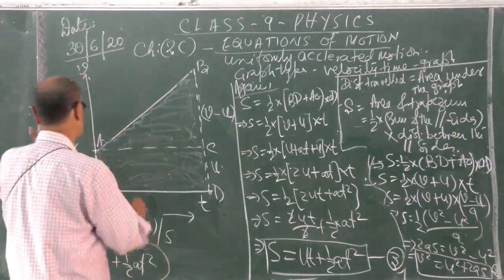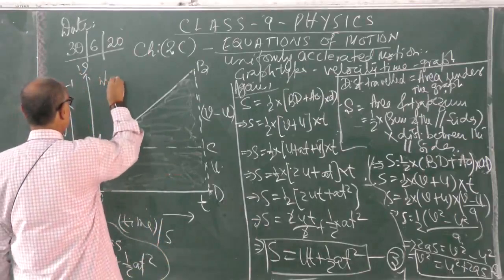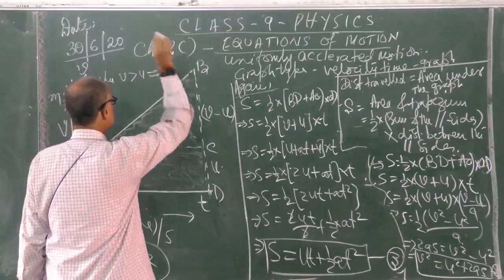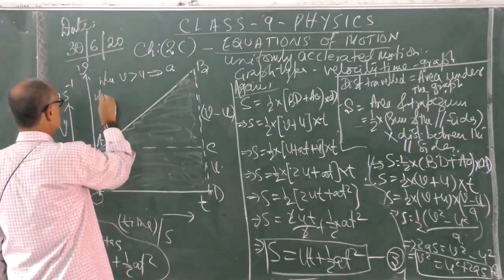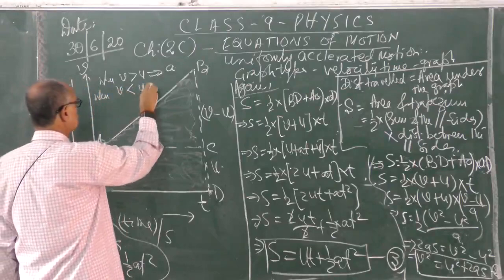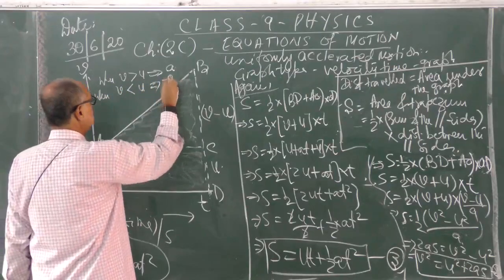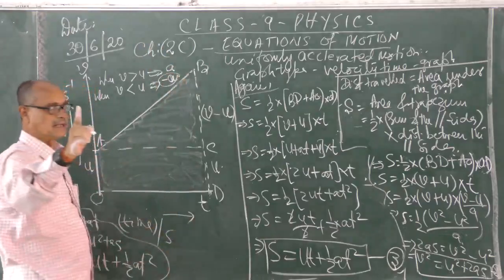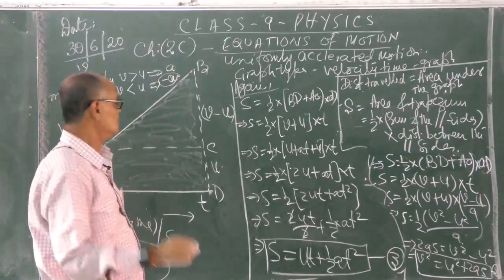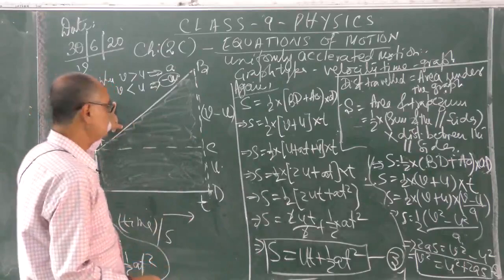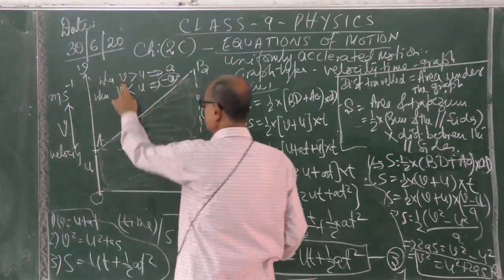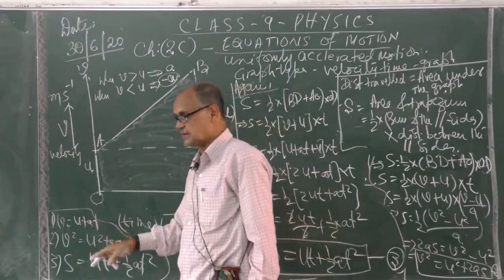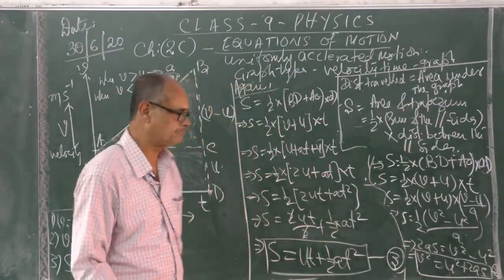That means at times when v is greater than u, this says there is acceleration, and when v is less than u, there will be negative acceleration. This negative acceleration is called retardation or deceleration. So at times these two conditions are there. From here only we get the values for acceleration as positive or negative.